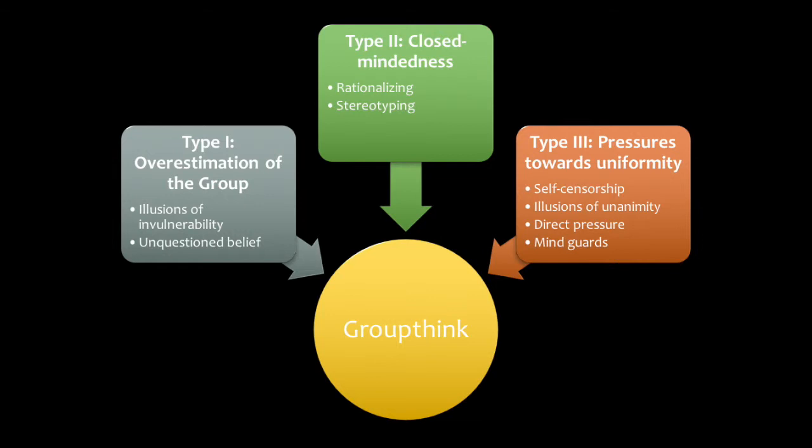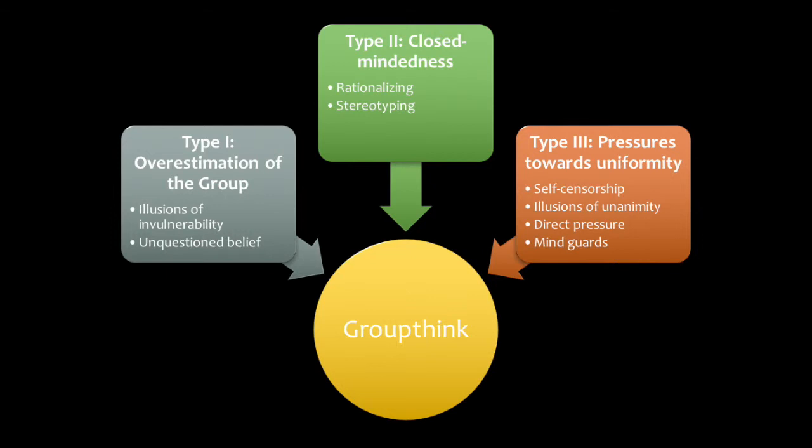The symptoms of groupthink are, first, type 1, which is an overestimation of the group. Second is type 2, closed-mindedness. And third is the pressure toward uniformity. As a manager, by identifying these symptoms ahead of time, you can prevent groupthink as a disadvantage to work teams. You can reduce groupthink by assigning the role of a critical evaluator to each team.